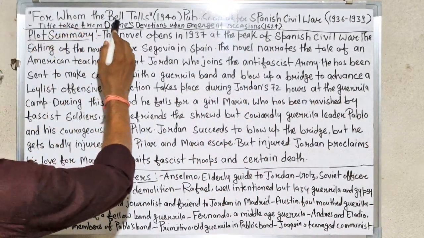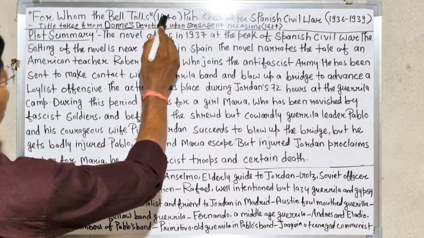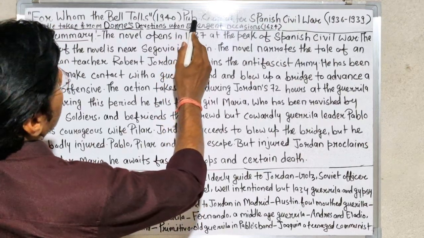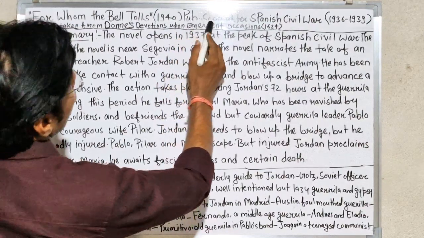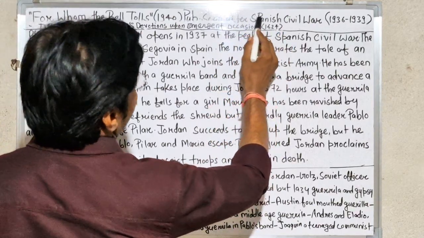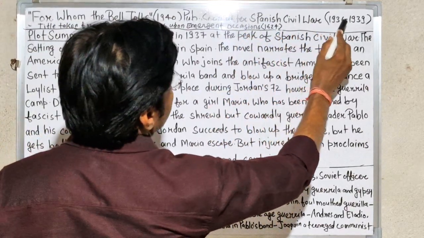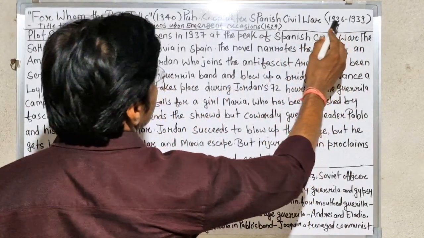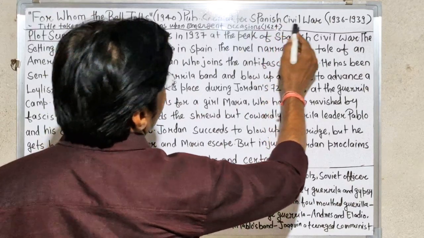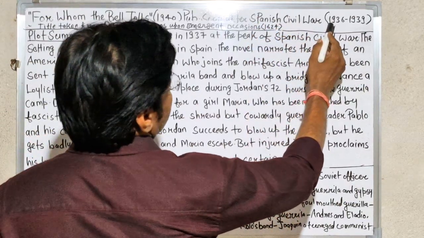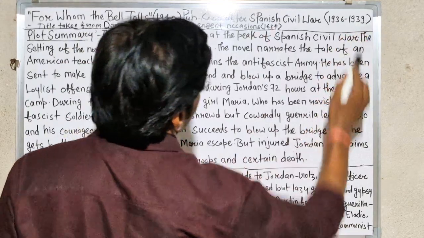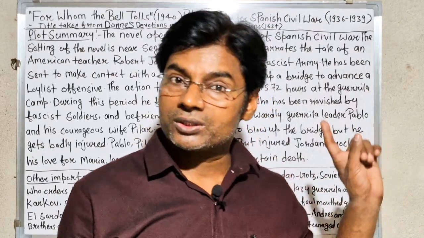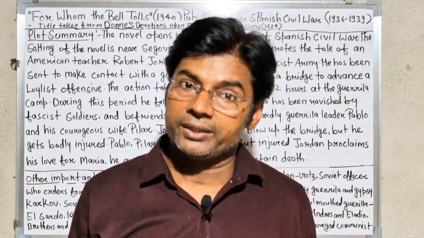For Whom the Bell Tolls, 1940. Toll means rings. Published soon after the Spanish Civil War, 1936-1939. Remember this. This is the time period the Spanish War took place. It began in 1936 and continued till 1939. Remember, this was the time the Spanish Civil War took place.